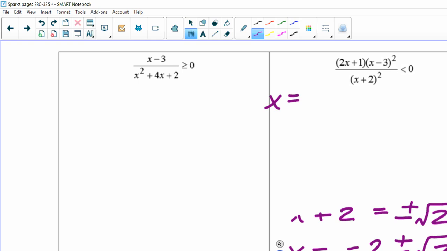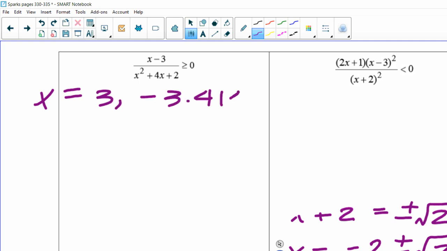So x is -3.414 and -0.586. Is that right? Are both of them negative? Yeah.